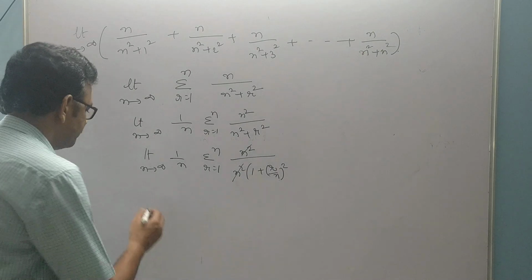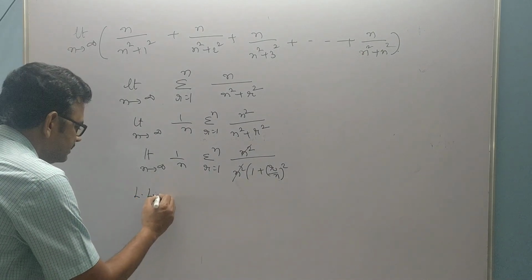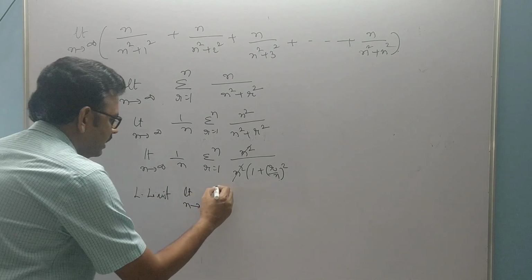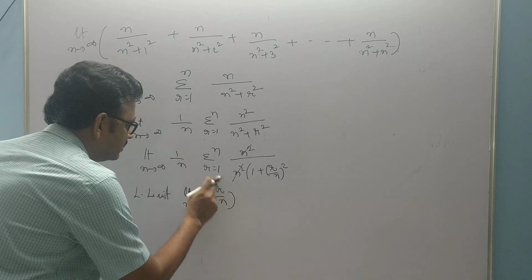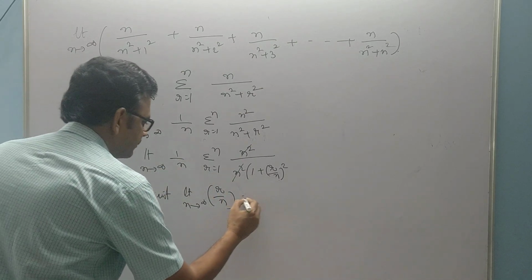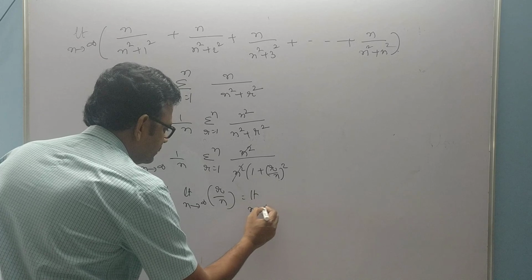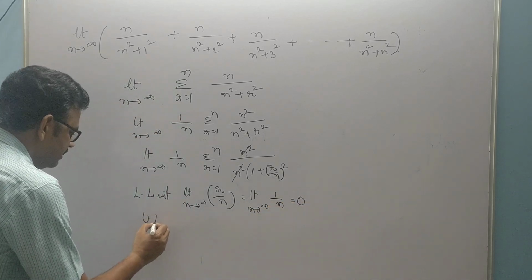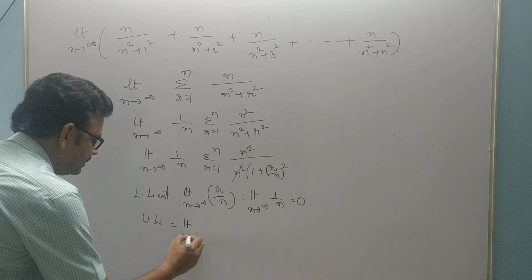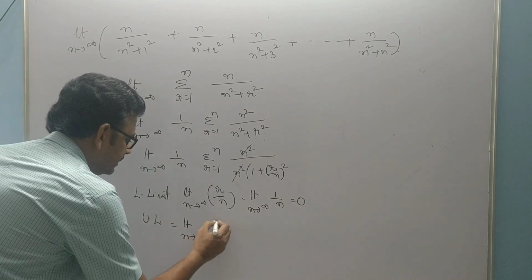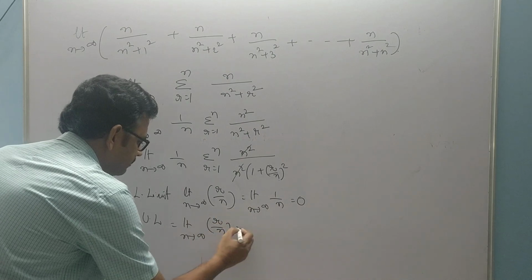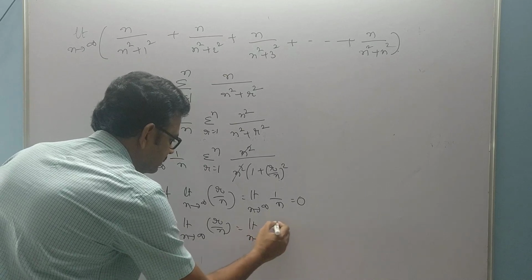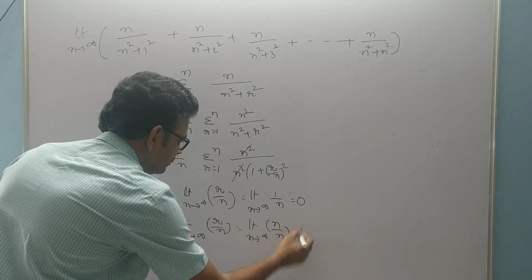And the limits. How to find the lower limit? Limit of n tends to infinity r by n, where if we write r equal to 1, we get the lower limit. That is limit of n tends to infinity 1 by n, which is 0. Next, the upper limit is limit of n tends to infinity r by n, where r is equal to n. So this is n by n, which is equal to 1.